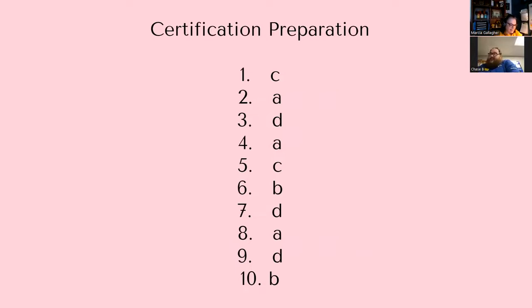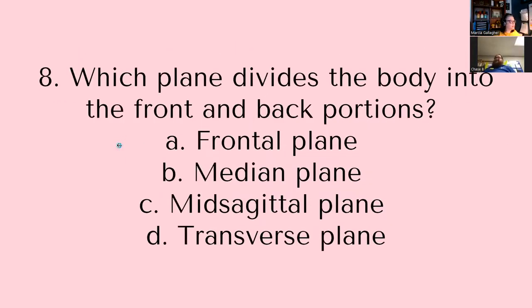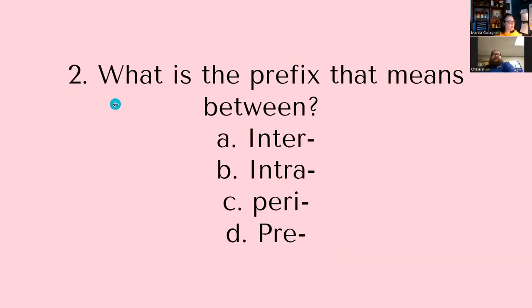So C. We got number two wrong. Number two was A. Three wrong. Ooh, we bad. We're going to have to go back and look. Four is A. Five is C. Six is B. Seven is D. Good. Eight is A. You're right. Nine is D. Ten is B. Right. Okay, let's go back to look at two and three, Chase. Let's see what we did wrong. Okay, what is the prefix that means between? A. If we got B and they say A, enter.